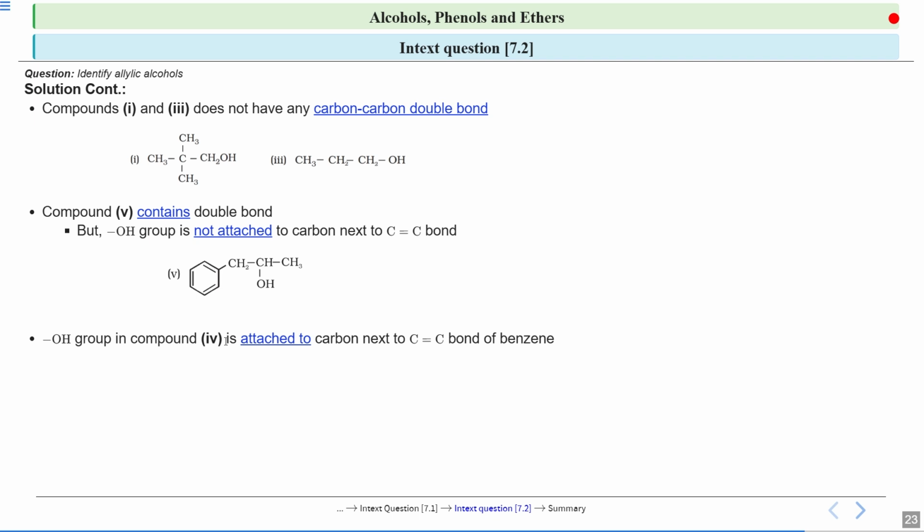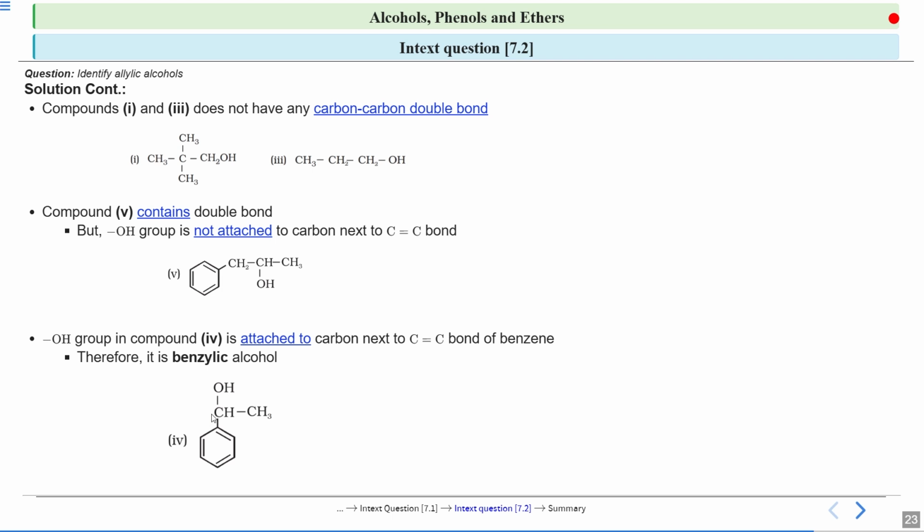In the remaining fourth structure, the hydroxyl group is attached to the carbon which is next to the carbon-carbon double bond of benzene. Therefore it is a benzylic alcohol. In this structure of the fourth compound, you can see that the hydroxyl group is attached to the carbon which is attached to the carbon of the benzene ring, right? The hydroxyl group is attached to this carbon, and this carbon is attached to the carbon of the benzene ring.